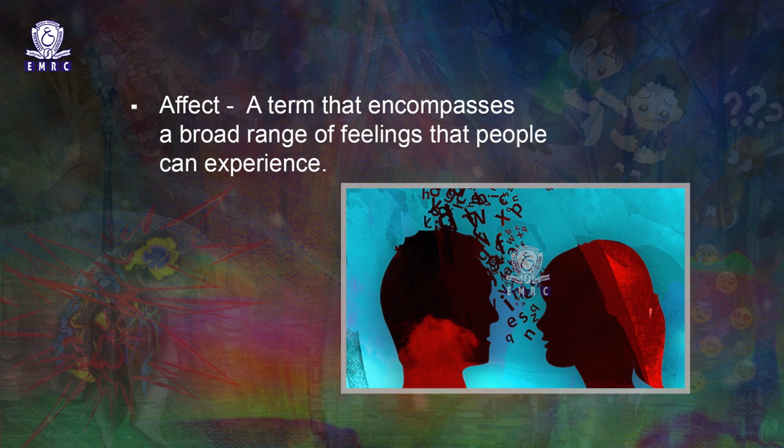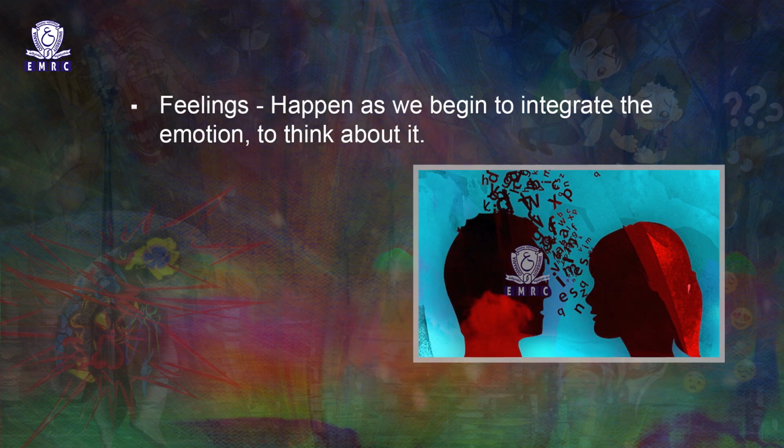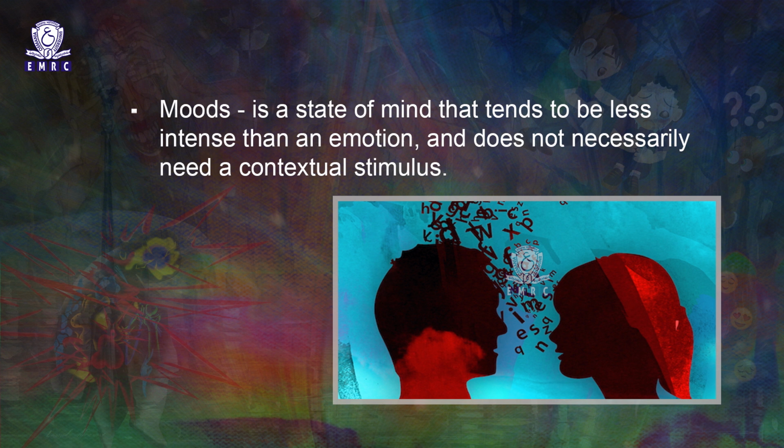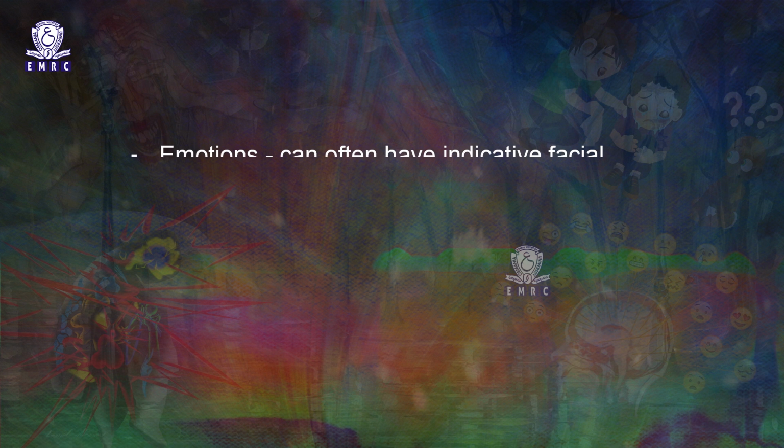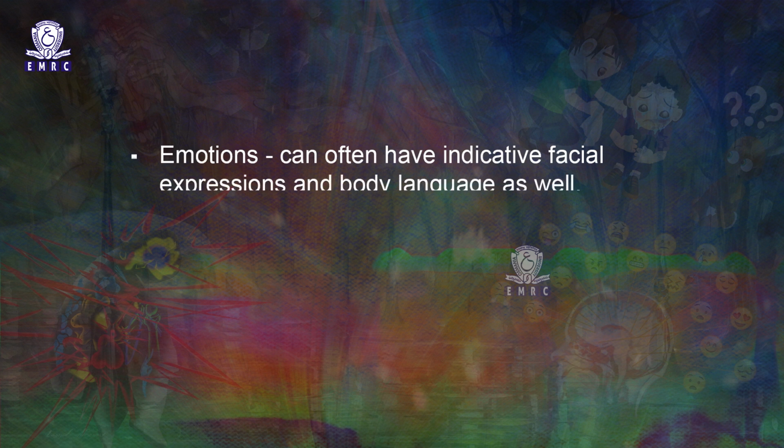So, let us look at what affect, feeling, mood and emotions mean. Affect is a term that encompasses a broad range of feelings that people can experience. Feelings happen as we begin to integrate the emotion and to think about it. And moods are a state of mind that tends to be less intense than emotion and does not necessarily need a contextual stimulus. And emotions can often have indicative facial expressions and body language as well.